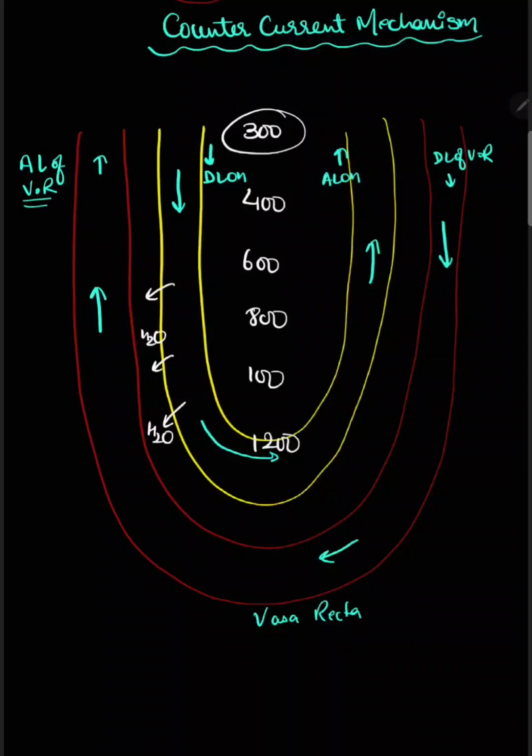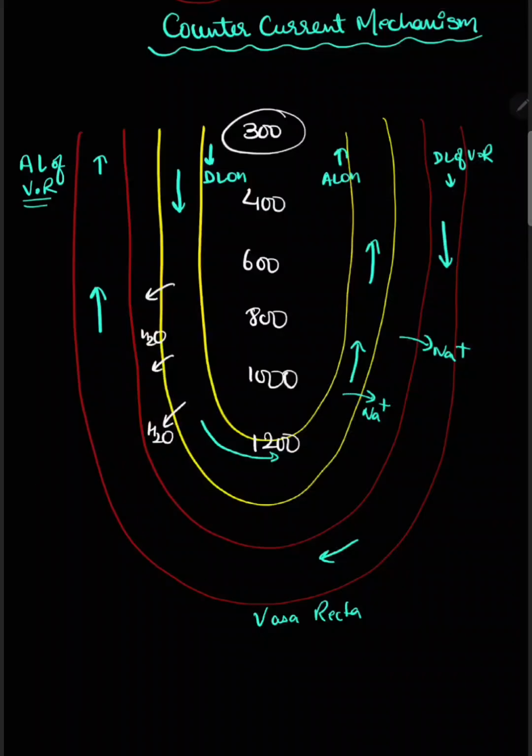Now when we go upwards in this direction, what happens? From 1200 it's going to 1000, then 800, 600, 400 and 300. So the osmolarity is decreasing. Why? The water is not being added. Here the salt is being eliminated. Na+ and Cl- are being eliminated from here, and this will enter this portion.